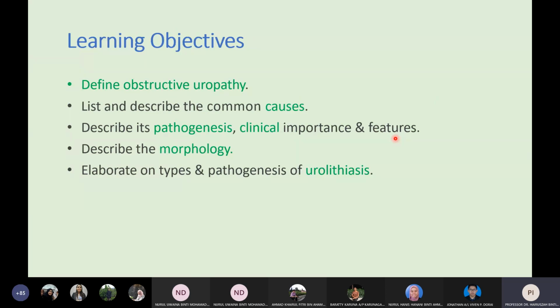What is actually obstructive uropathy? What are the common causes, the pathogenesis, and the clinical significance of it, and a little bit on the morphology. We also look at the two main causes: renal colic, which is urolithiasis, and BPH later on.